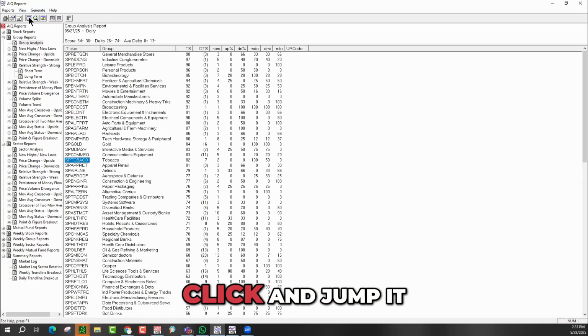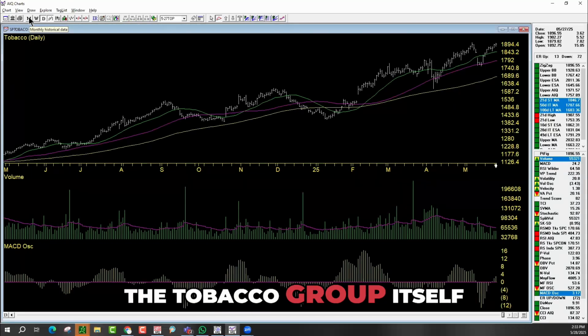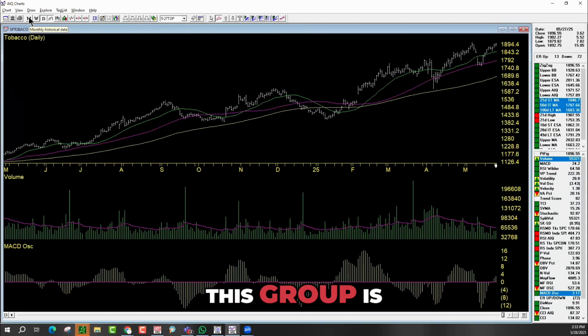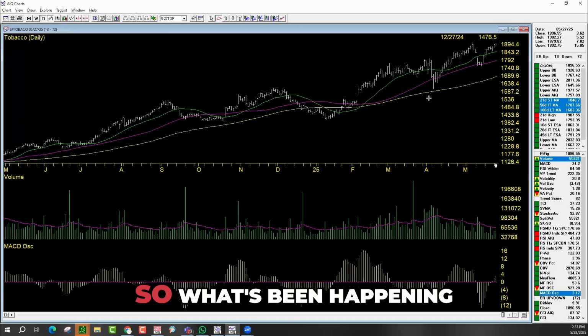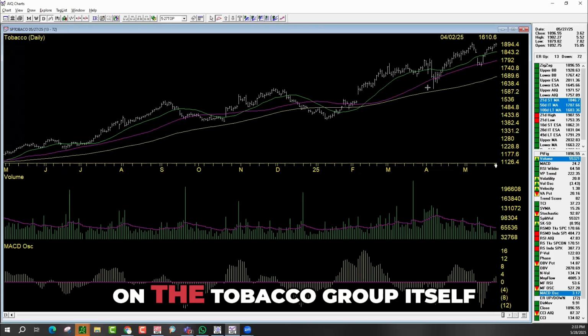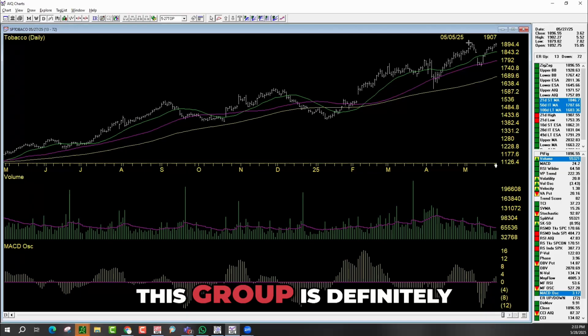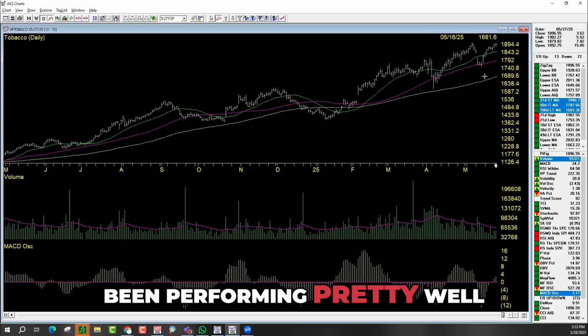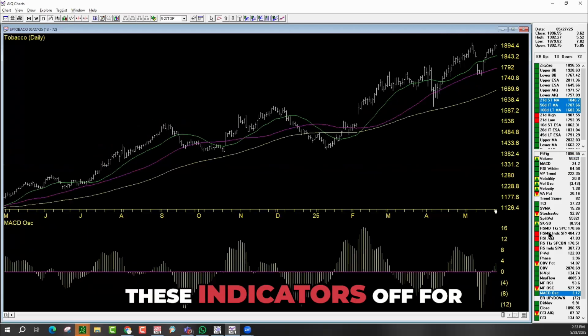So what we do, we just click and jump it into charts here. And now we're in the tobacco group itself. Remember, this group has a trend up, and the trend has been accelerating. The trend is pretty long-term on the tobacco group itself. Ethical regards aside, this group has definitely been performing pretty well. Right now, I would say we're getting close to a double top up here. I'll just take these indicators off for a moment.